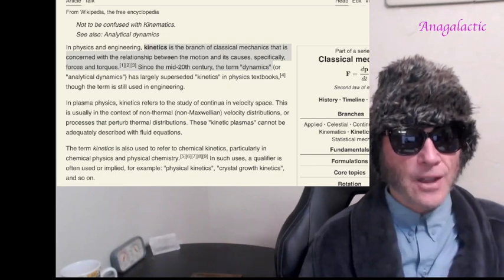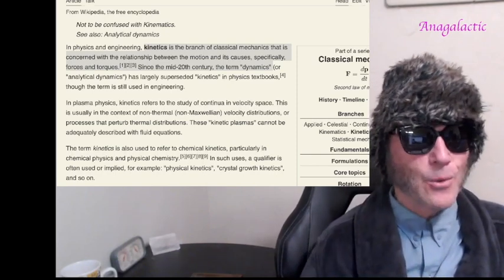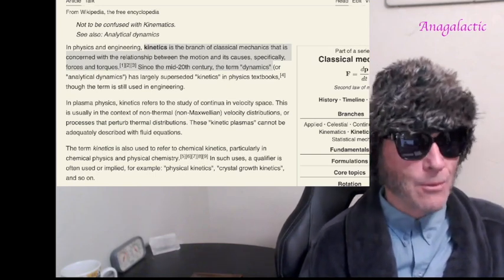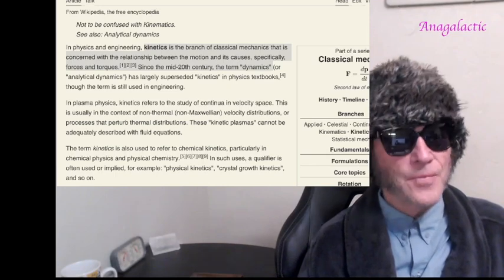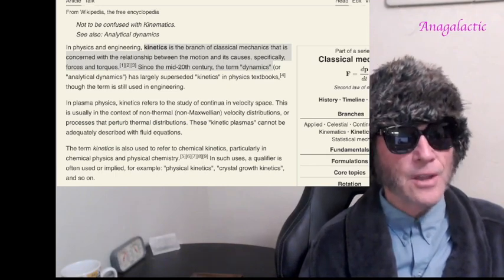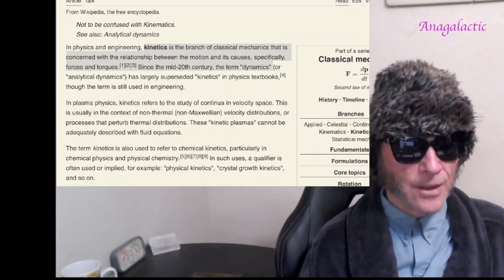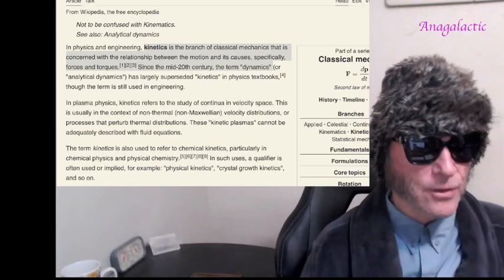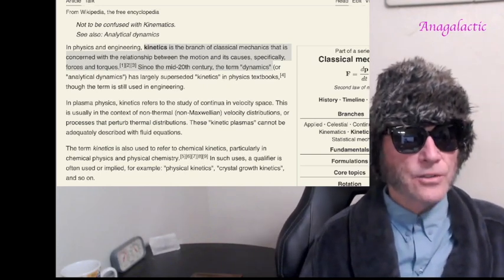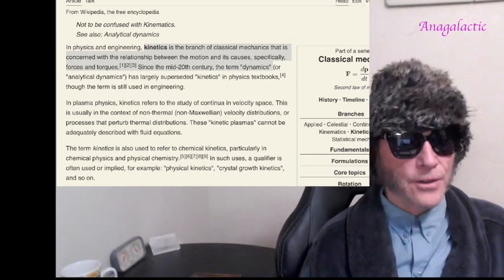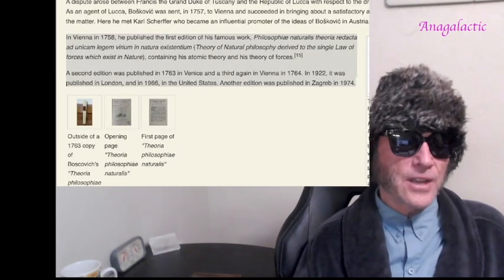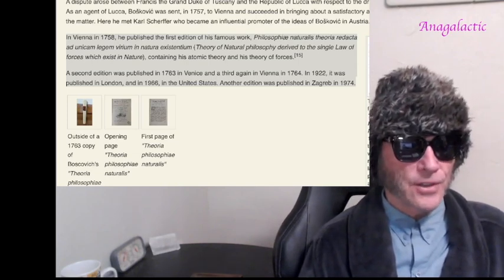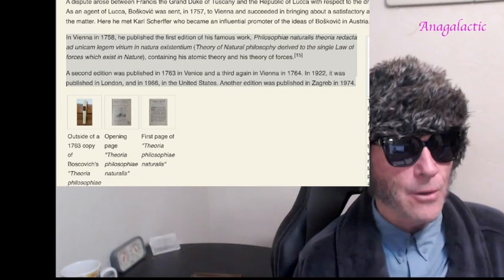It is a branch of classical mechanics, there's our word, that is concerned with the relationship between the motion and its causes, specifically forces and torques. And since the mid-20th century, the term dynamics, or analytical dynamics, has largely superseded kinetics. So dynamics is the modern term for kinetics. How does kinetics have anything to do with Bošković? It's that two-force kinetic system that I refer to in our sequence today.